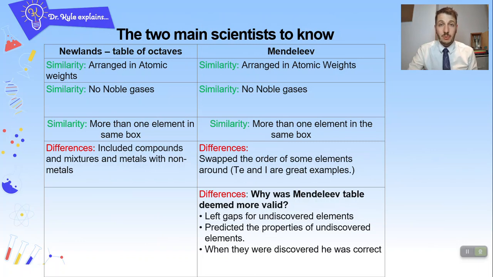Finally, Mendeleev's table was more accepted by other scientists, and this was because Mendeleev left gaps for undiscovered elements, and he predicted the properties of some of these elements. Absolutely incredible for that time. When these elements were then discovered, people realised that he was correct because the properties matched these predictions.